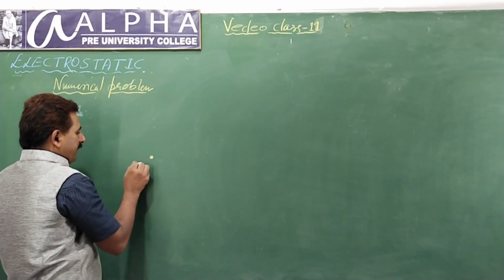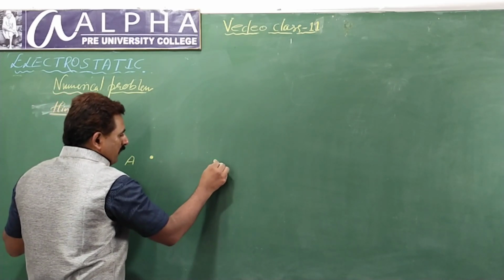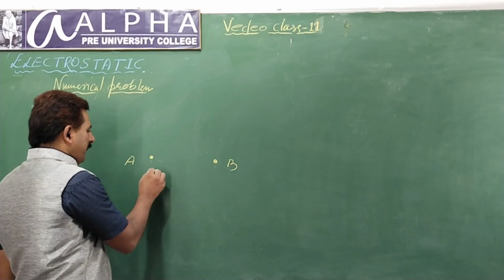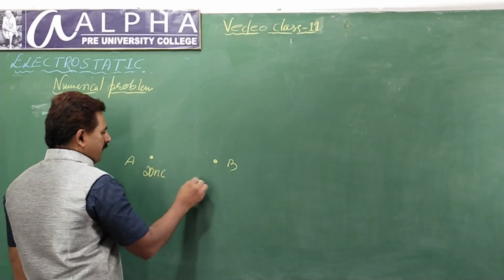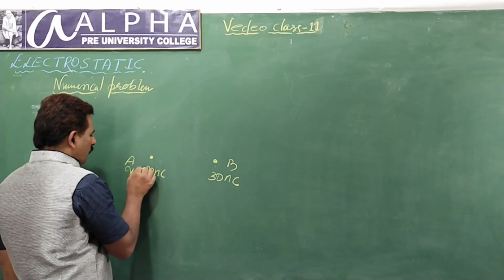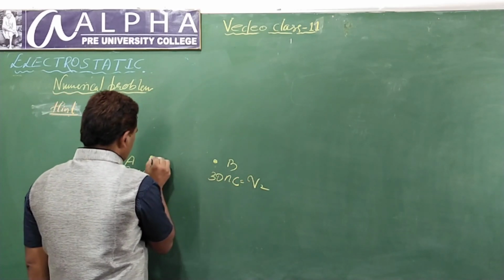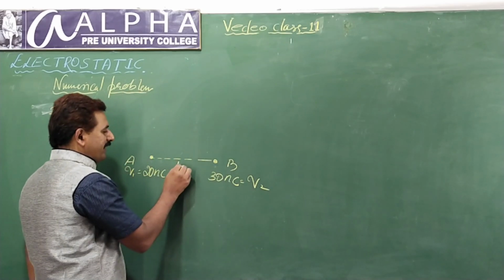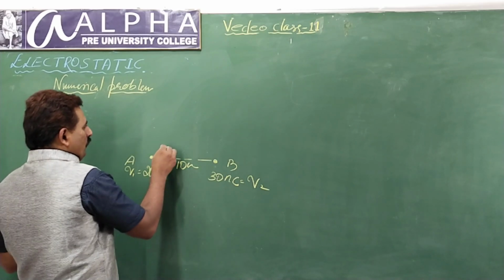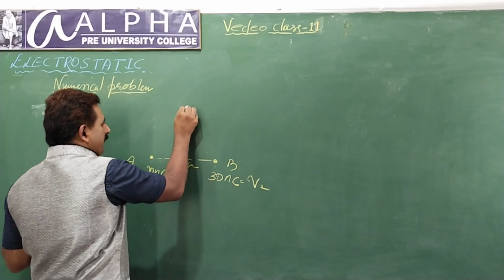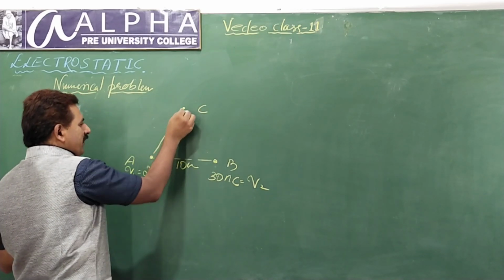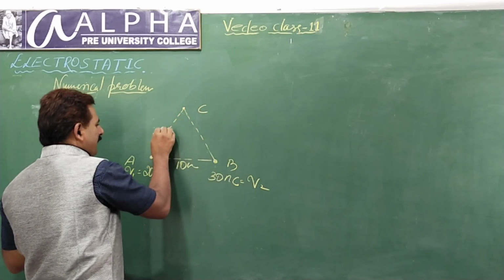There are two charges again at corners A and B. What is the value of the charges? 20 nanocoulomb this time, and this is 30 nanocoulomb. You may take this charge Q1 and this charge Q2. The separation between the two charges is 10 centimeters, the side of the triangle. Now consider one more point, the third corner, C. As it is an equilateral triangle, the side length is 10, 10.